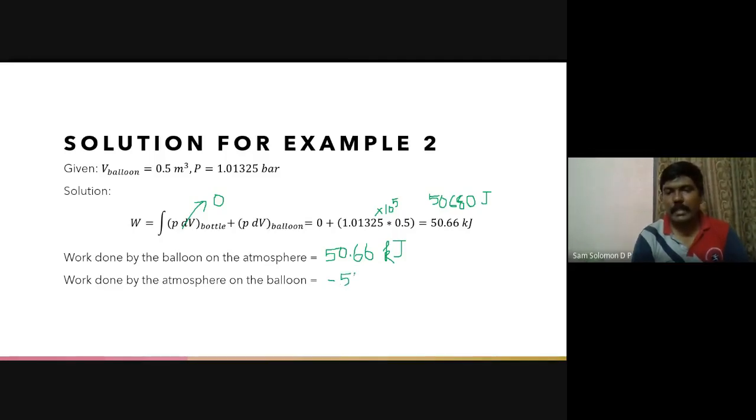Both are the same values, but who is exerting their pressure on whom, or who is doing their work on whom, that is very, very important. Hope you guys have understood this. So this is one example, a very simple example.